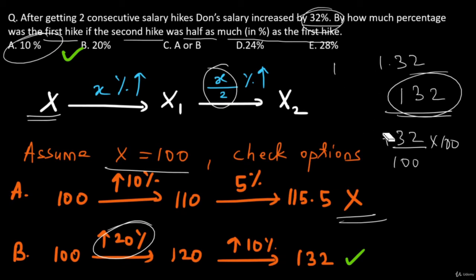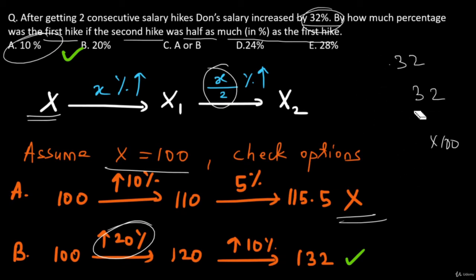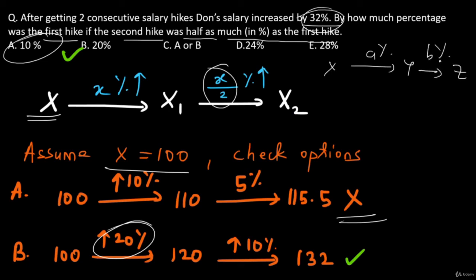Alright, now let me also tell you one more interesting method in this type of cases where you have a consecutive percentage increase. Now if the first increase is A percentage, right? So you go from X to Y, and that's an increase of A%, and you go from Y to Z, that's an increase of B%. In this case, the net increase will be A plus B plus AB by 100.